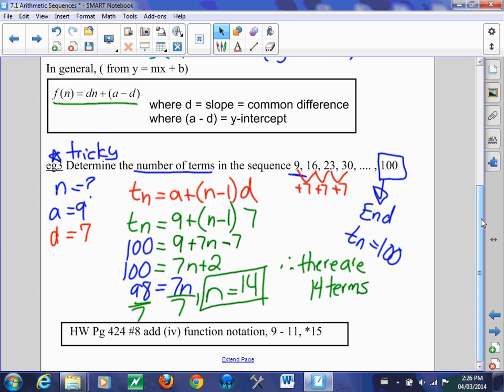So here we go. Page 424, number 8: I want you to add part 4, which is function notation, and then do 9 to 11 and give 15 a try.